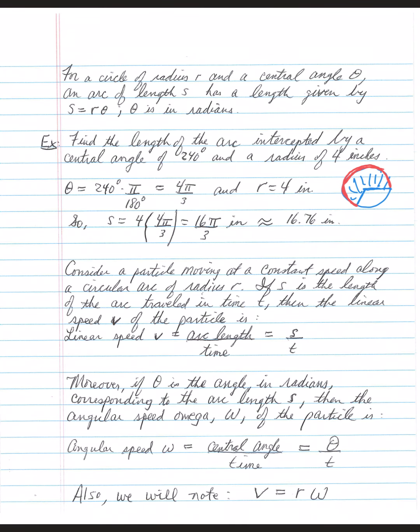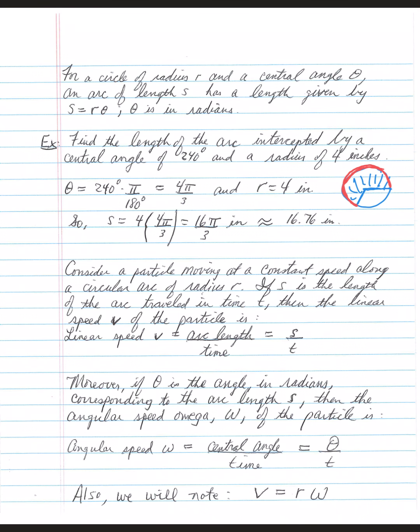Okay, so that's arc length. This angle in here was your central angle, and it has to be in radians. The radius of 4 inches, that's each one of those. Okay, so let's move to the next topic.